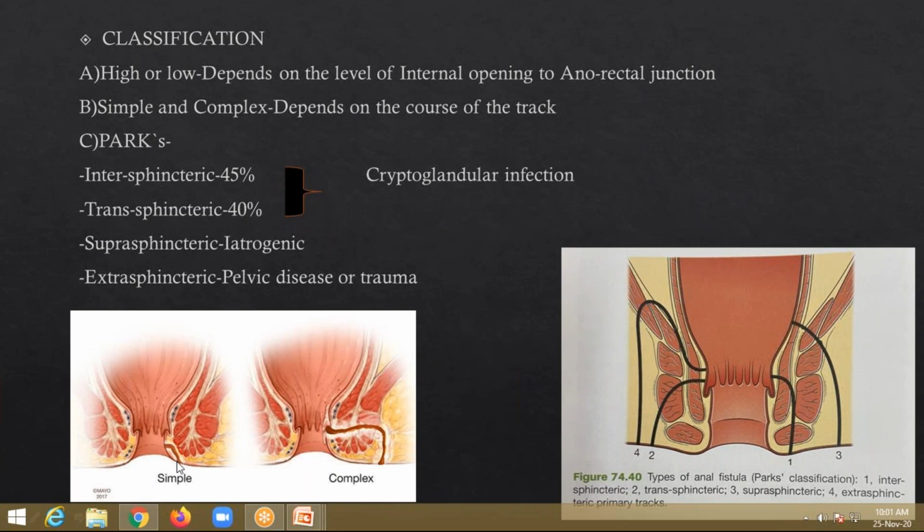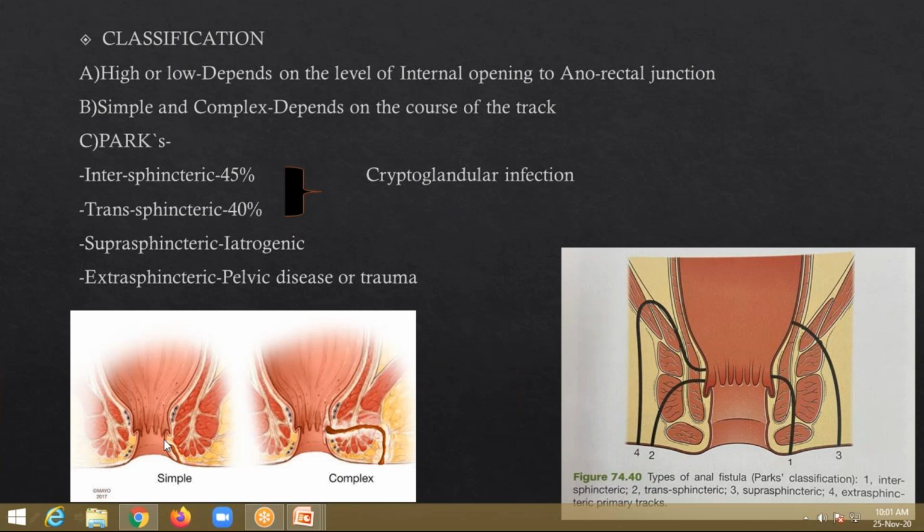External opening is here in the perianal region. Okay, how is the course of the tract? It is not going through any sphincter. This is the internal sphincter, this is the external sphincter. It is not piercing through the sphincters, so the sphincters are saved. Okay, so it is a simple fistula.